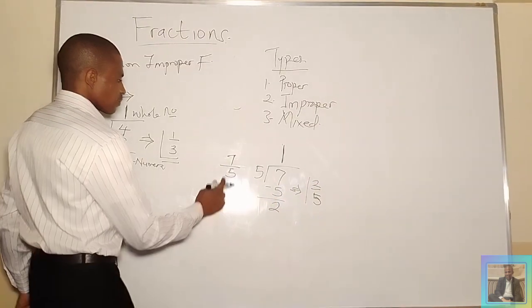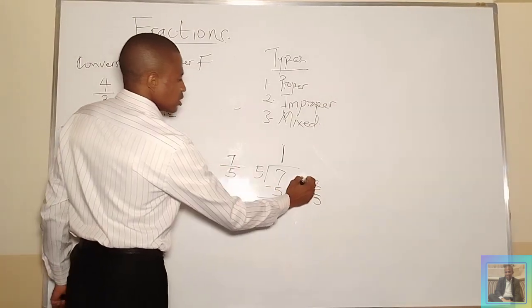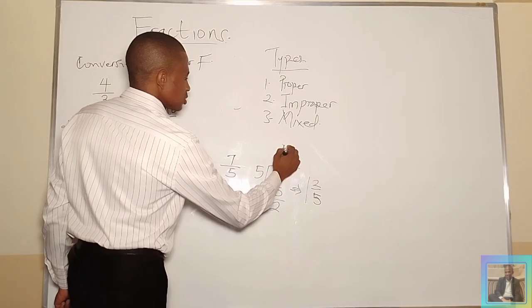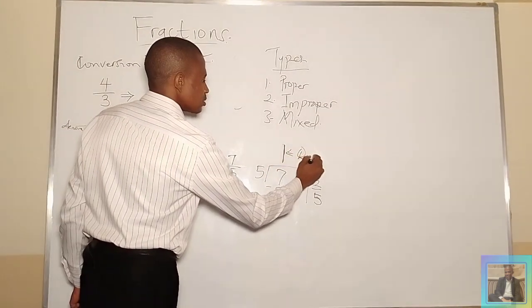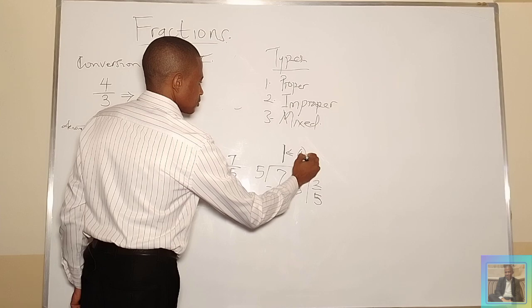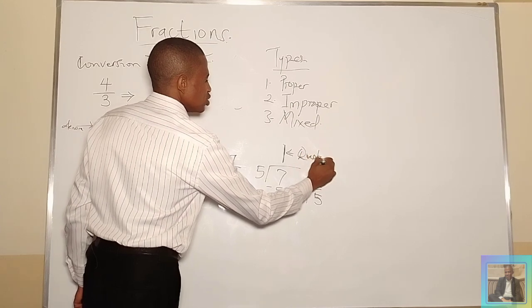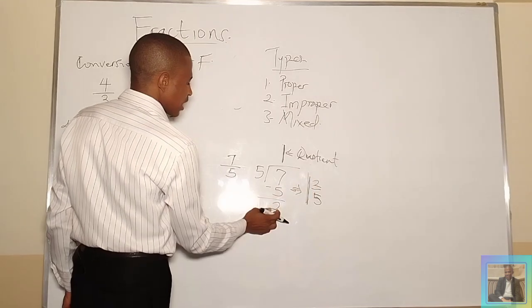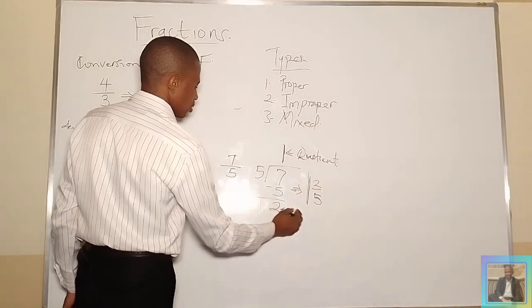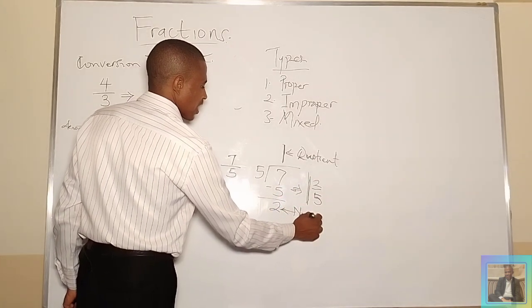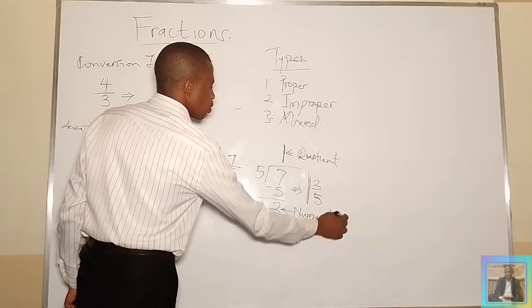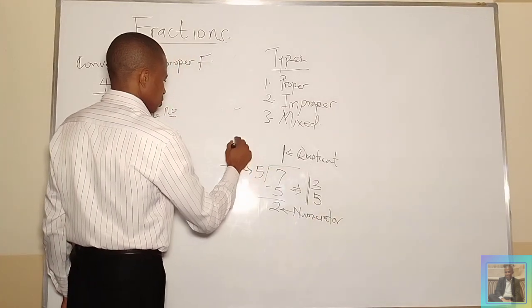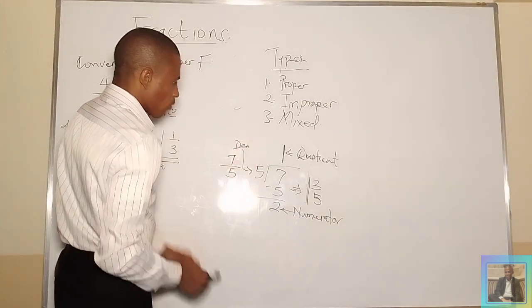What is usually the result, which is the quotient, is going to be the integer 1, while the remainder will be the numerator. And what is dividing, the divisor, will be the denominator. That is how to convert from an improper fraction to a mixed fraction.